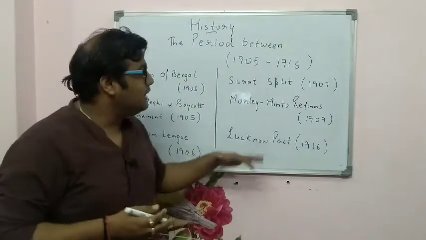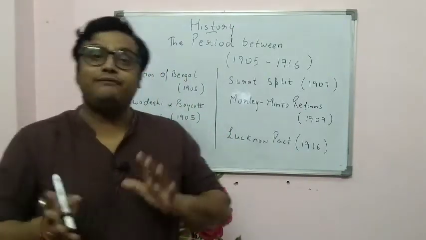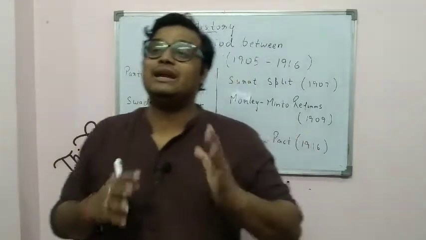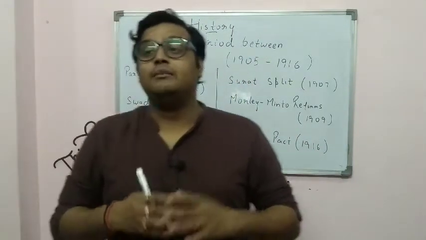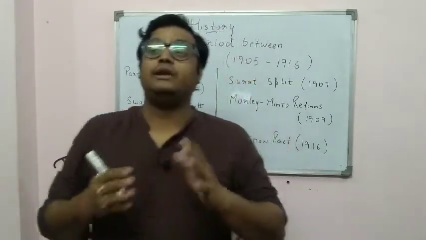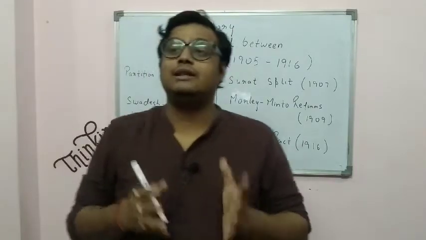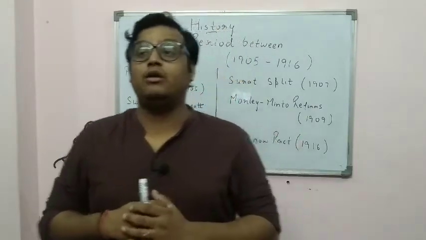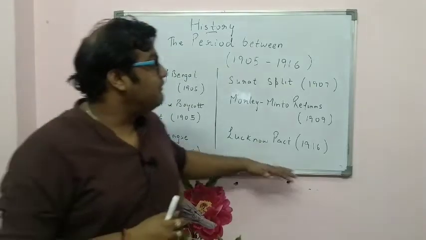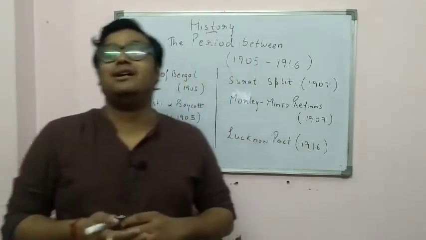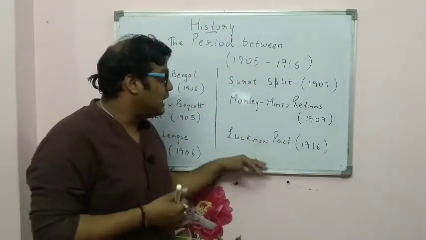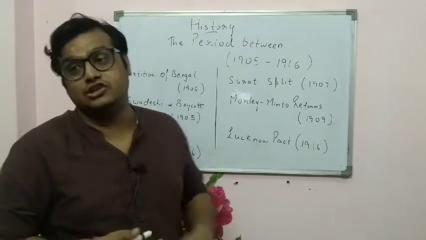Next, a very important and the last event of this chapter, I've told you about the cancellation of the partition that happened in 1911 by King George V in his visit in India, Delhi Darbar. He cancelled the partition of Bengal in 1911. Next, a very important event happened in 1916. That was the Lucknow Pact or the Lucknow Session.